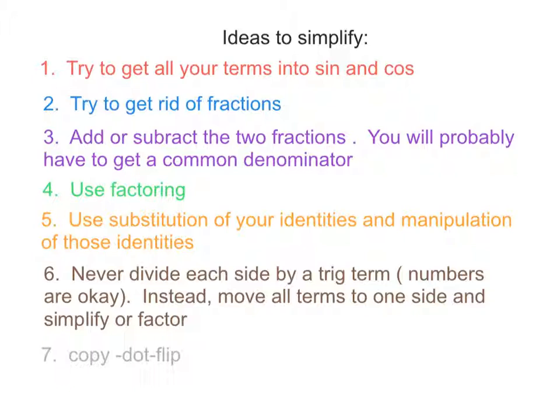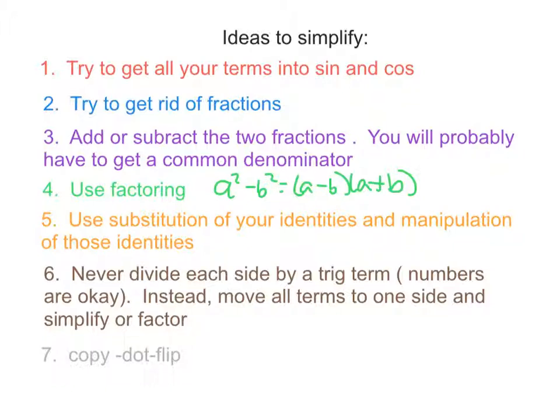4, use factoring. Especially, you're probably going to use a squared minus b squared the most. That factors to difference of squares. That will come up a lot. 5, you're going to use substitution of your identities and manipulation of those identities. So back a couple slides on that yellow pages where you have the white boxes where I kind of manipulated and moved things around, you'll have to use those.